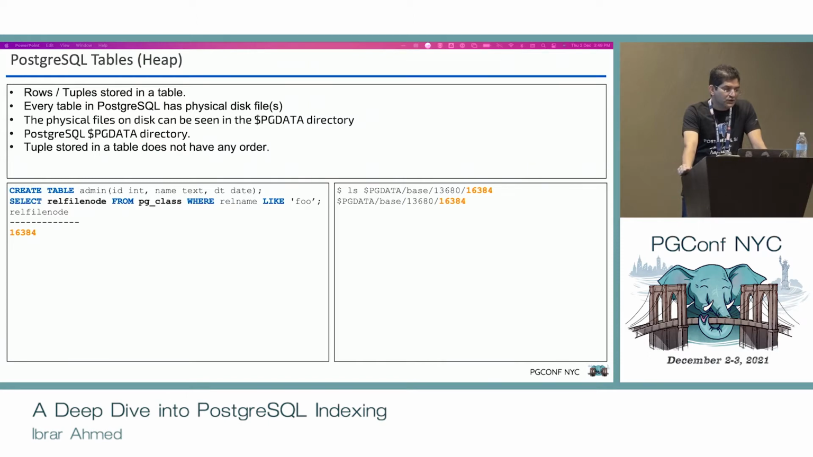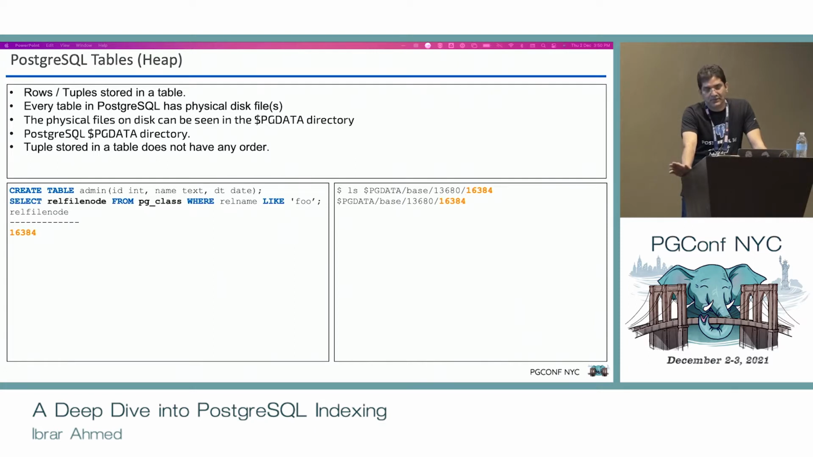Tuples are stored in the table: when you insert data into the table, the tuple stores the data in the physical files. And you have to keep in mind that these are not ordered. When you select from there, it's not necessarily the same order of tuples, unless you have an ORDER BY clause on it.